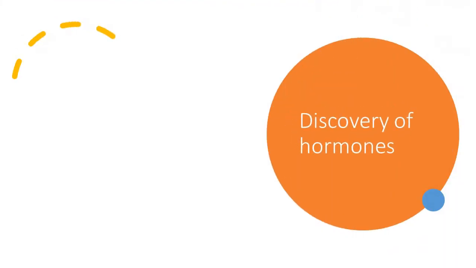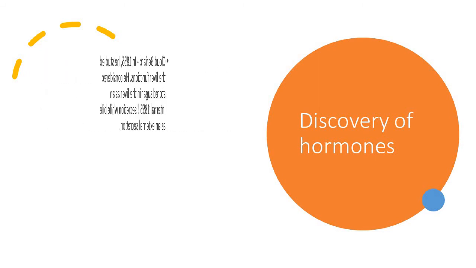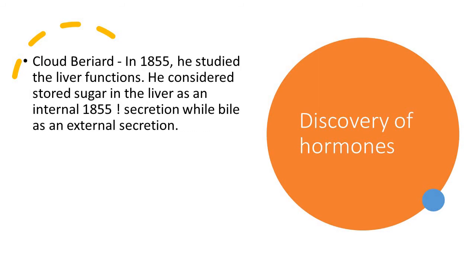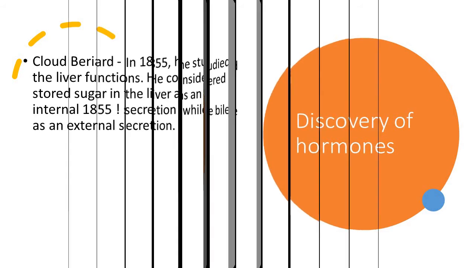Who discovered the hormones? Claude Bernard was one of the scientists who discovered the hormones, by discovering the secretions found inside the liver. He said that the liver has internal secretion and external secretion. The internal secretion of the liver is when it stores sugar, while the external secretion is when it secretes the bile juice that helps in digestion. So from here he discovered the hormones.